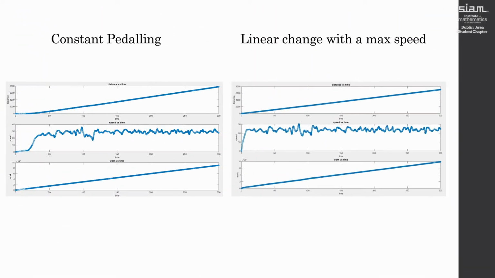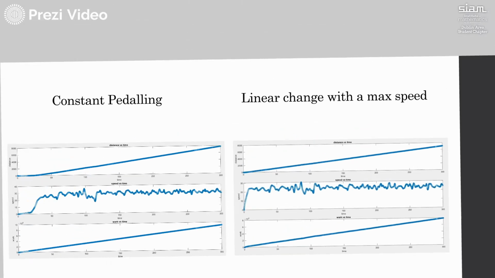We modeled it for two different strategies, a constant pedaling and then a linear change with a maximum speed. And while the constant pedaling took a while to get going, they roughly behave the same. The linear change takes a bit longer to react to fluctuations on the track, so fluctuations in the speed, but they get about the same distance in the same amount of time.